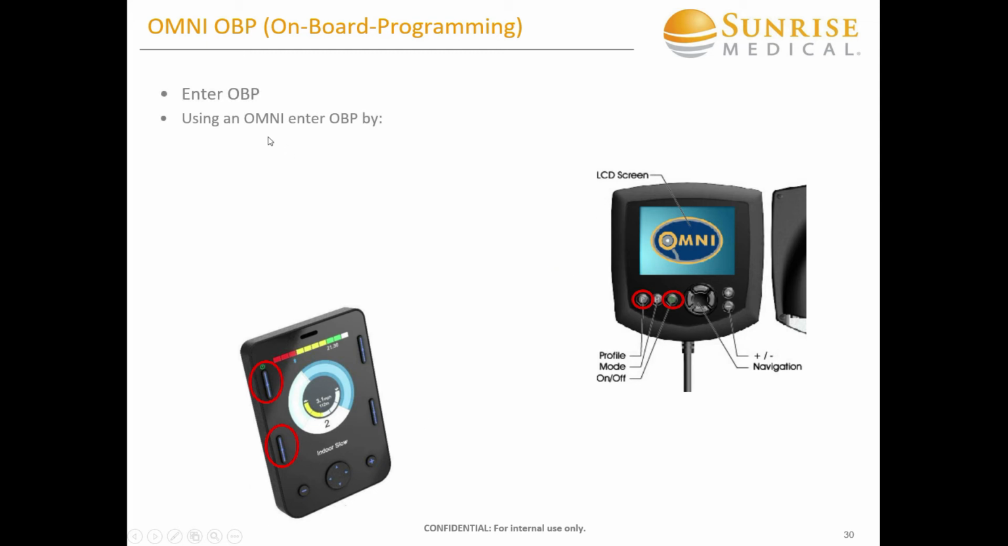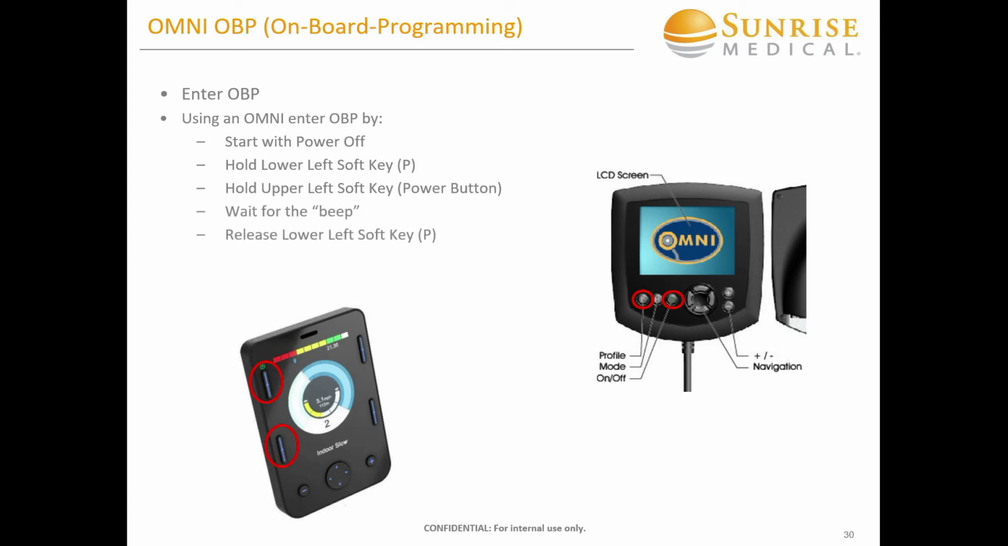So again, using the Omni to enter the OBP, we're going to start with the power turned off. Then on the Omni 2, the new Omni 2, we're going to hold the lower left P. Again, instead of the horn, we're going to use the lower left P soft key. Or on the original Omni, there's a P, which is for profile. While we hold that one, we hold the on-off, which is in the upper left-hand corner of the Omni 2 and the green circle one on the original Omni. You wait for the beep, and then you release the lower left P key, and then you wait for the beep, and then you release the on-off. So let's go ahead and show you what that looks like.